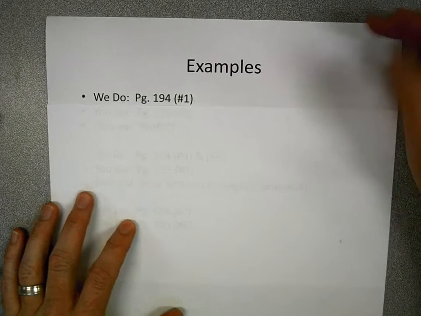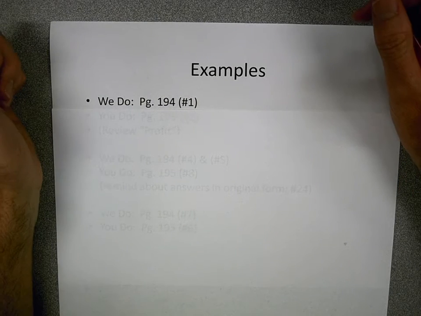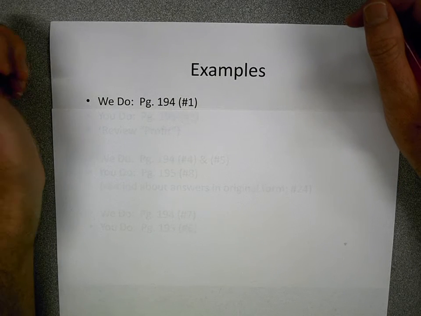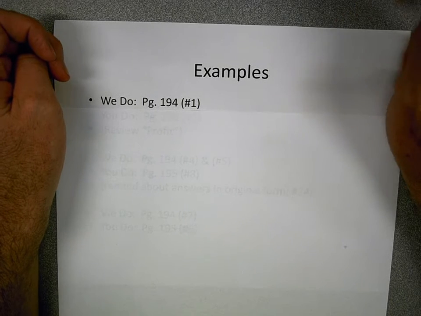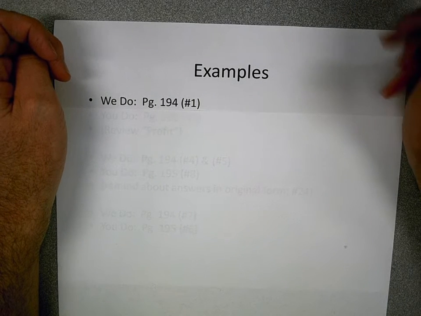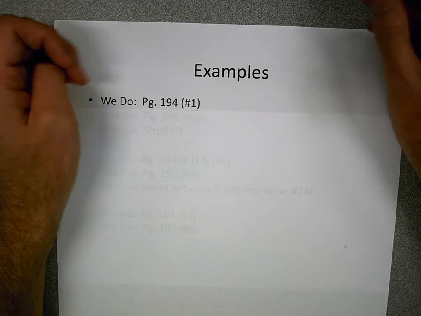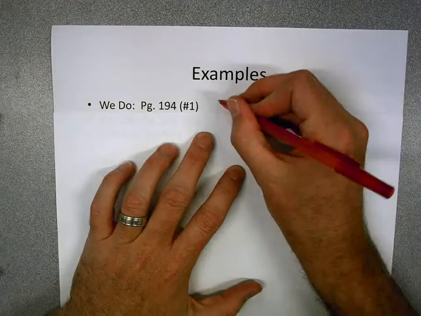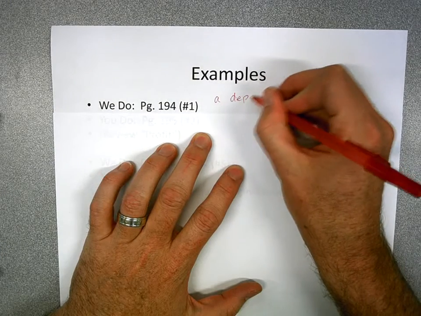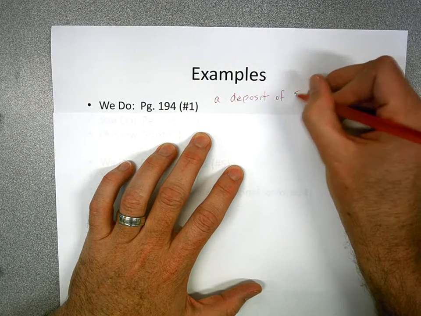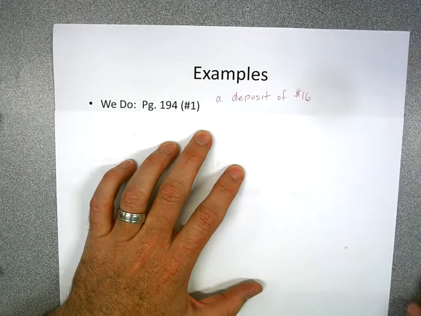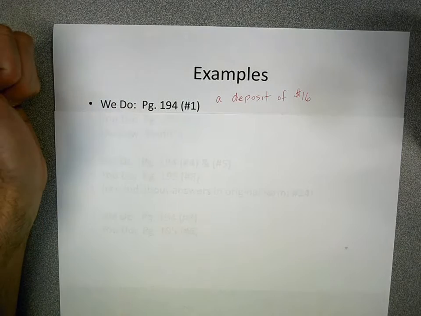Okay, so we're going to go ahead and start with page 194. If you take a look at number 1, the directions say write an integer for each situation. It just gives us this little phrase: a deposit of $16. A deposit of $16.